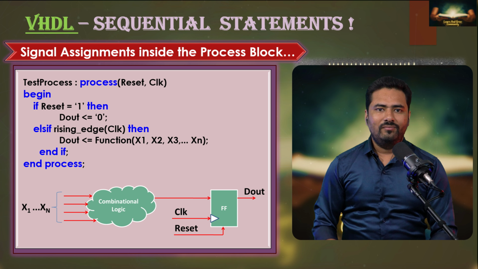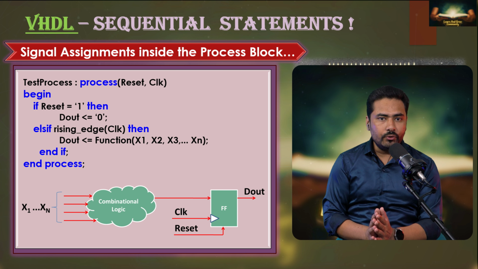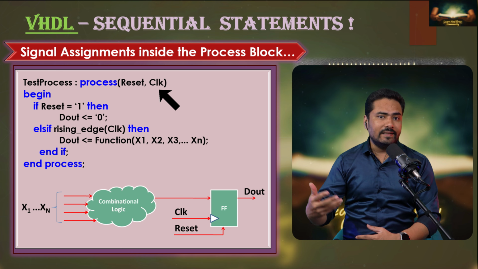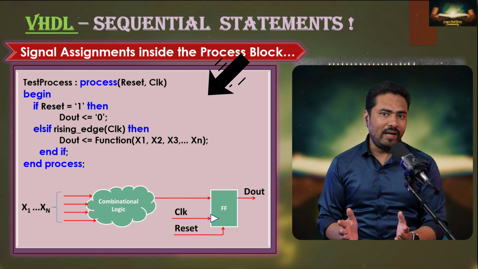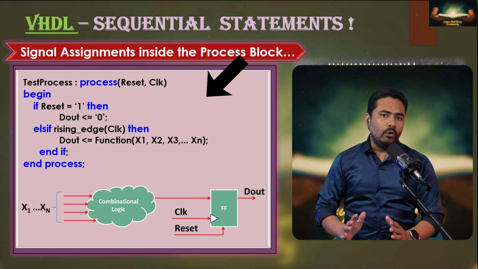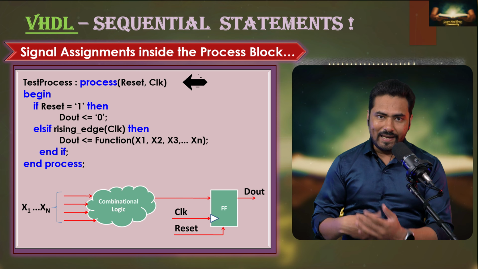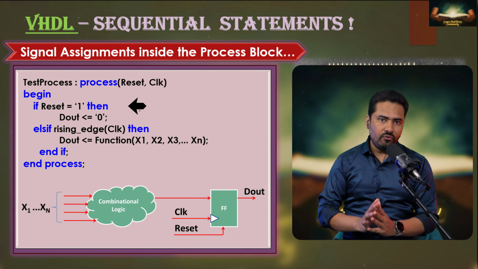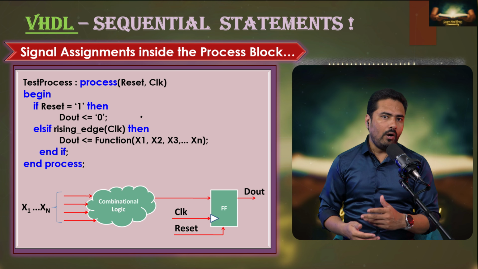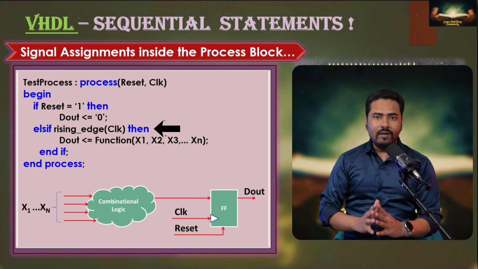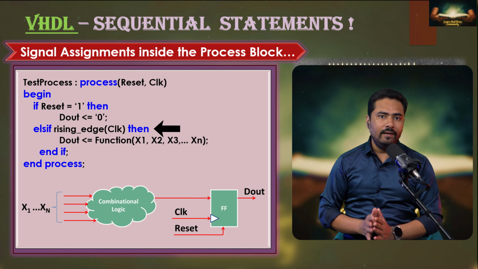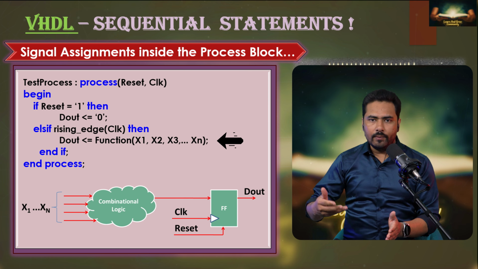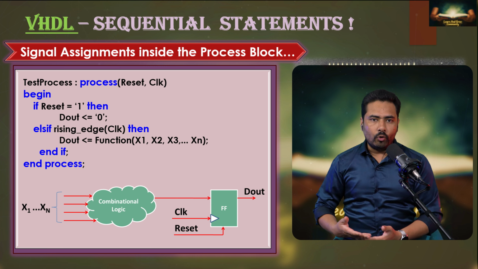So let's start. Remember that a register process executes based on a change in state of a clock signal or when an asynchronous reset signal changes. So this is our general template of a register process block. I will quickly read it first. It is test: process (reset, clock) begin if reset = 1, then d_out gets the value of 0, else if rising_edge(clock), then d_out gets the value of function(x1, x2, x3, up to xn), end if, end process.